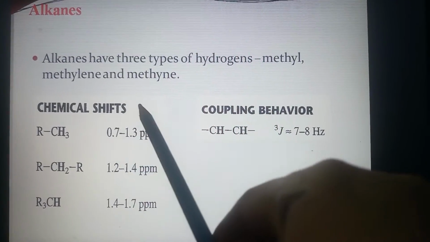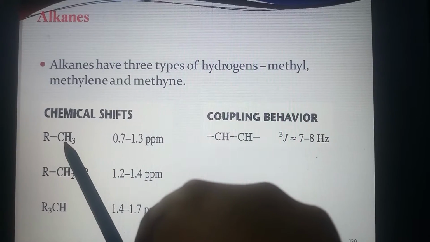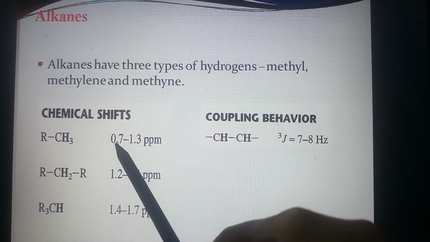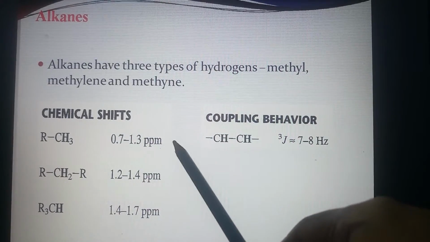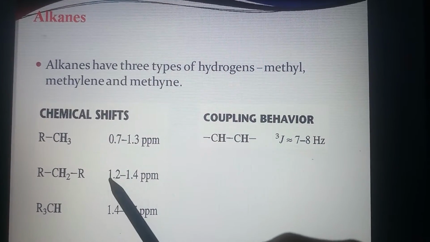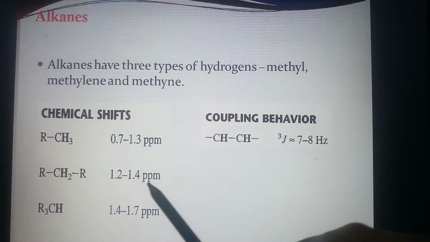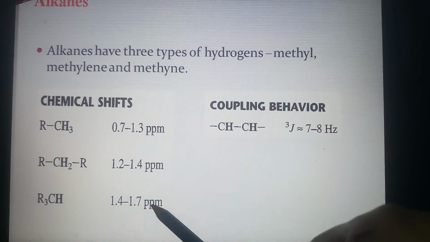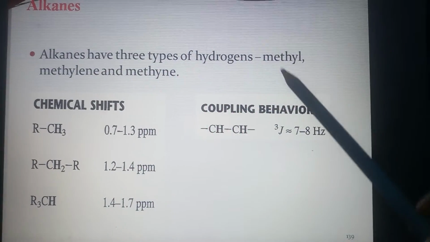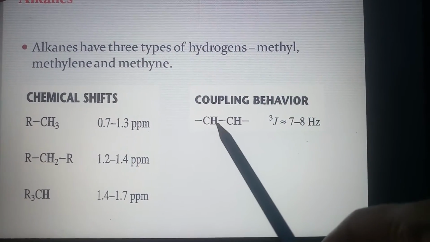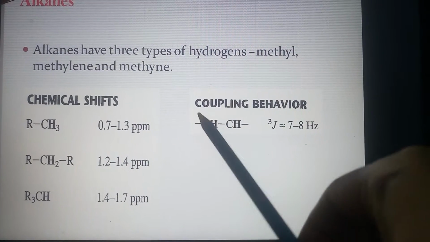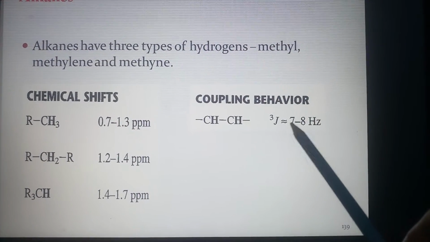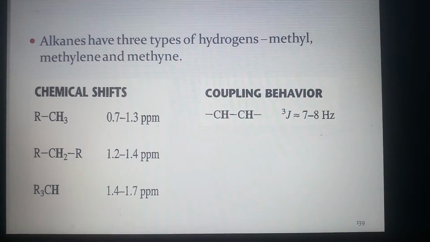If we consider chemical shifts, methyl protons will generally appear at 0.7 to 1.3 ppm. For methylene, 1.2 to 1.4 ppm, and in case of methine, 1.4 to 1.7 ppm. And their coupling behavior is like that: it is 3-bond coupling, 3J, and it is generally 7 to 8 Hz.